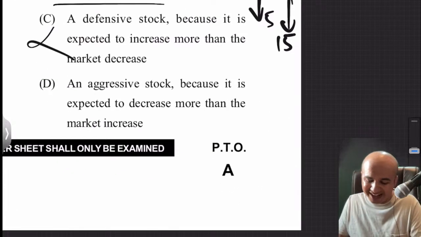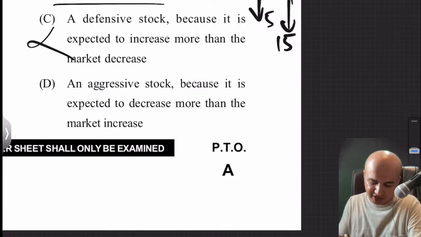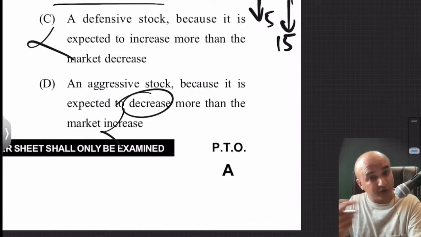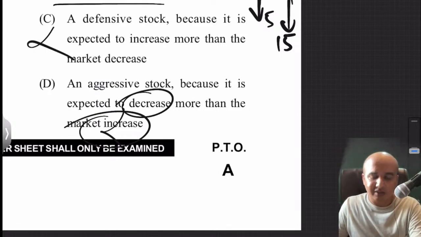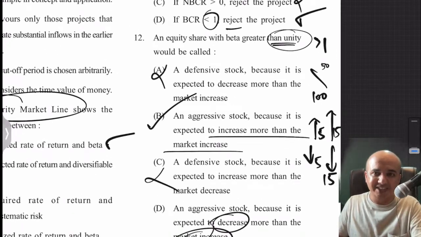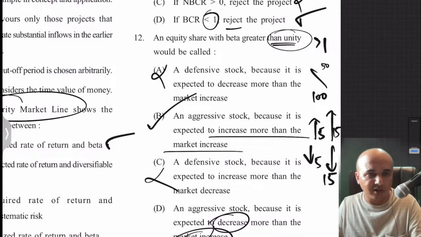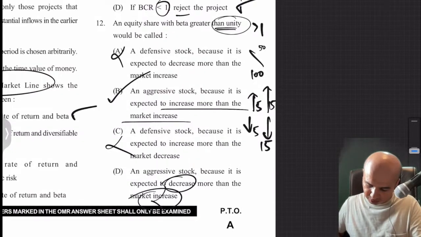Then the last option is an aggressive stock because it is expected to decrease more than the market increase. Again, this is also wrong, because how can we expect it to decrease when the market is increasing? So that is also an incorrect option. So therefore the right option in this case is option B. I hope it makes sense. If you have any doubts, please do ask. Moving on.